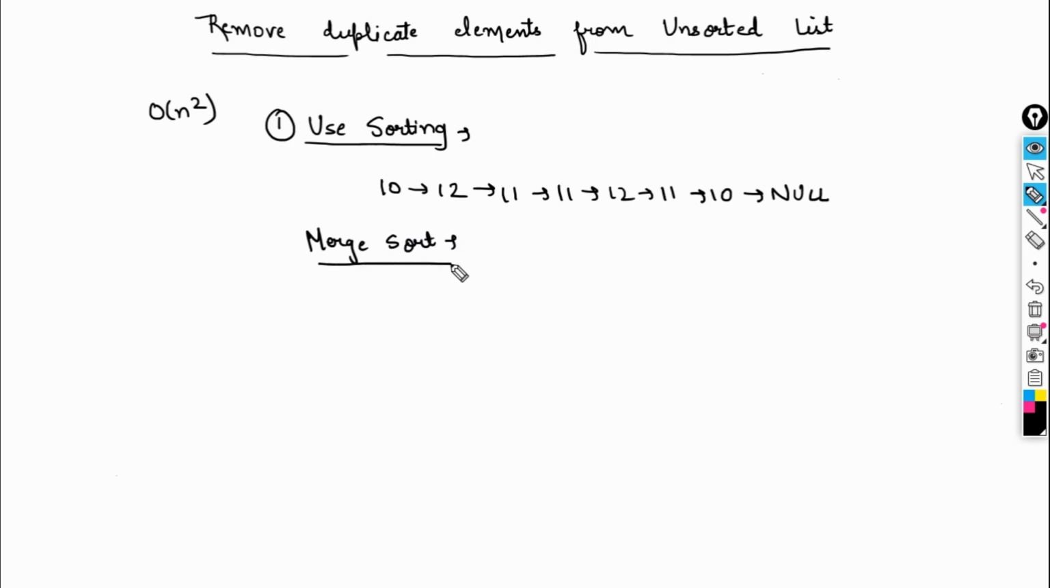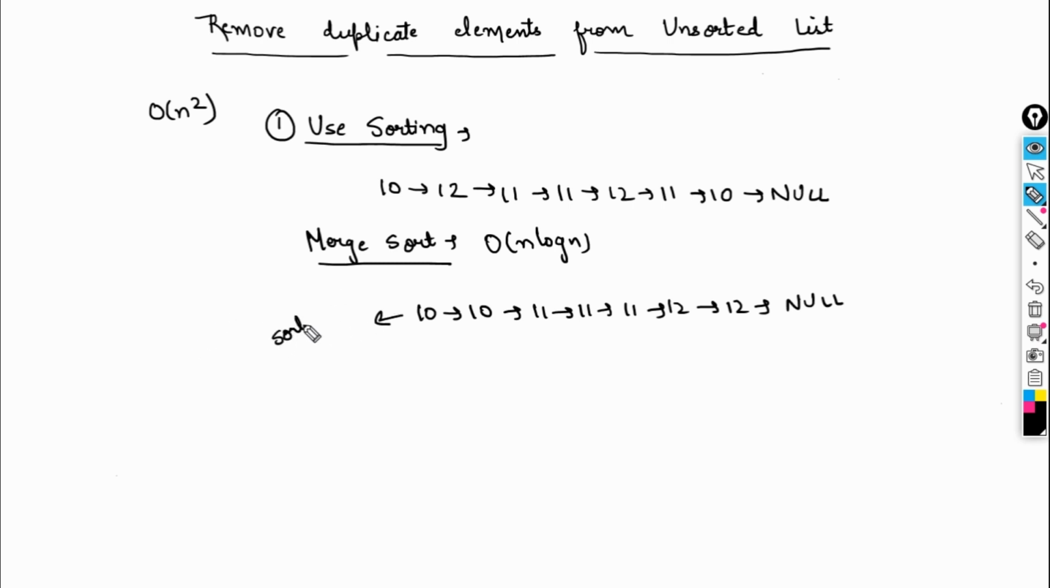Let's apply merge sort, and we know that merge sort gives a time complexity of O(n log n). If I sort this, it will become something like this: 10, 10, 11, 11, 11, 12, 12, and this will be null. So I have basically sorted this linked list. Now this problem is similar to removing duplicate elements from a sorted linked list.